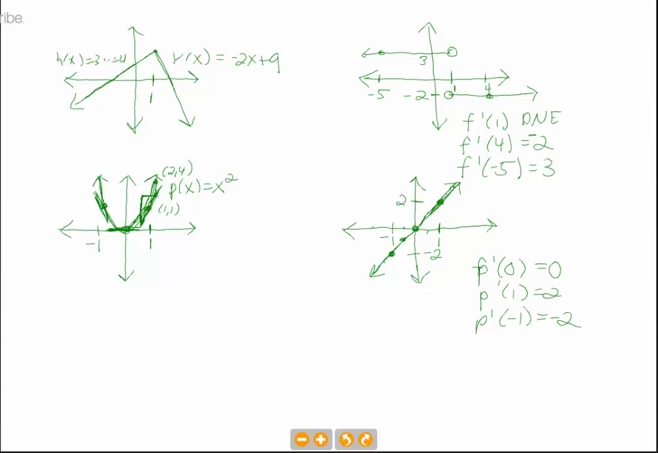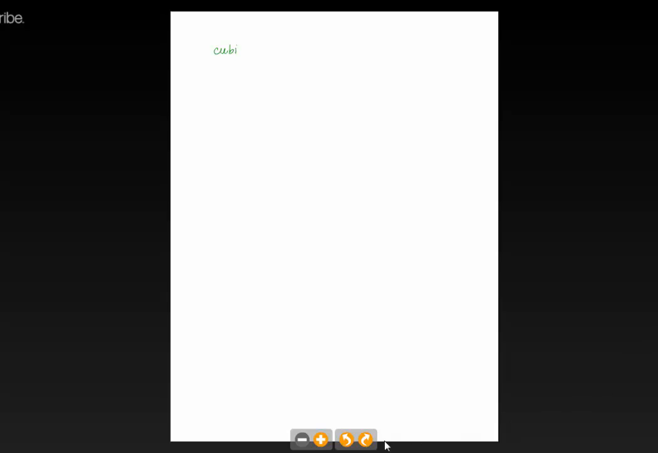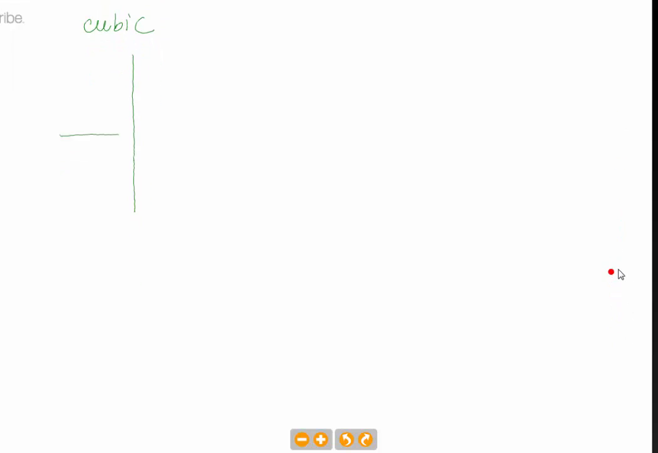So now let's look at a cubic example, because very often you might not be given the equation to look at. So let's look at a cubic example here.